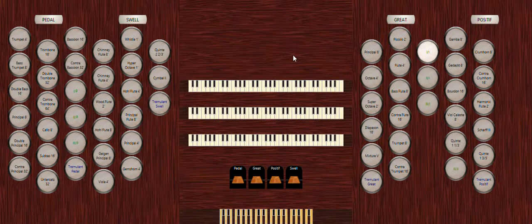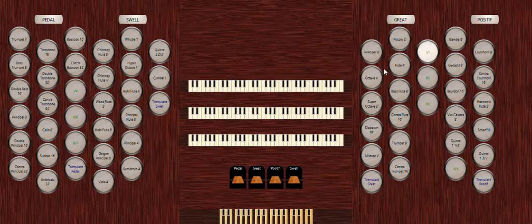So, if you would like a basic explanation of how virtual pipe organ works, you're going to have to watch the beginning of my previous video. But if you've already seen that video and you would like to see this organ now, please proceed with watching.